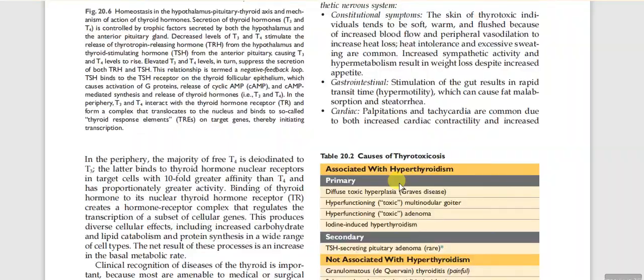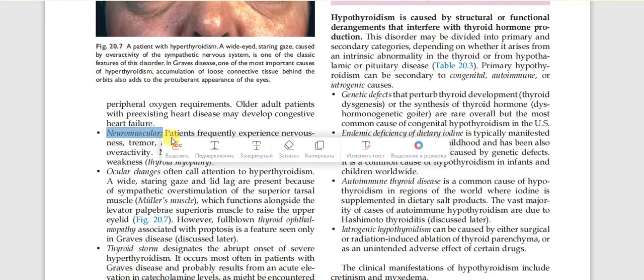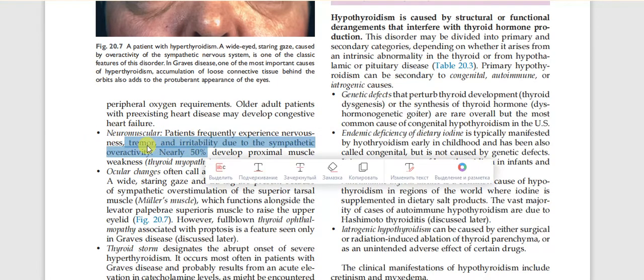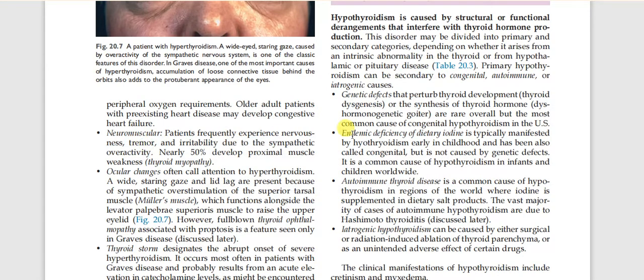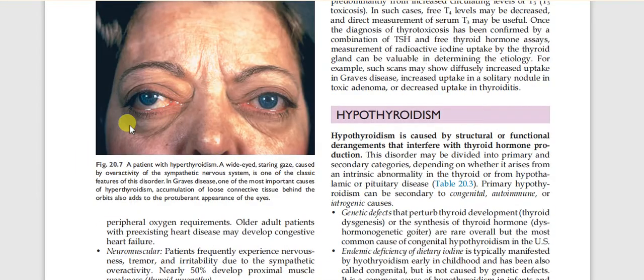Other effects which happen due to hyperthyroidism are neuromuscular effects, frequently nervousness, tremor, irritability. It causes activation of sympathetic activity. That's why thyroid gland overproduction leads to tremor and irritability. Then ocular changes.